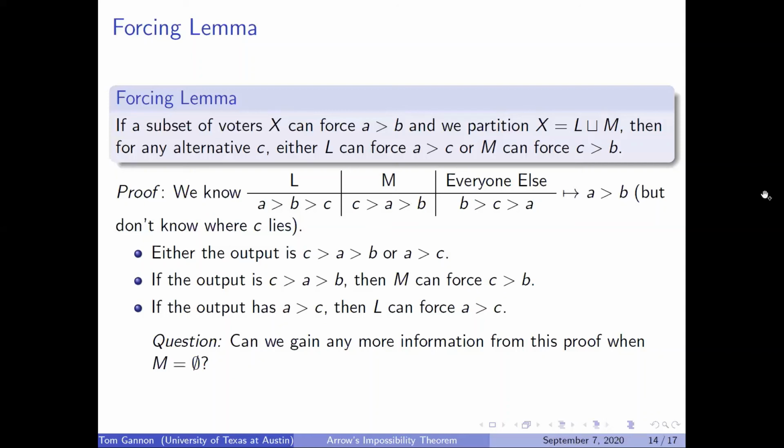So here's again the question, can we gain any more information from this proof when M is empty? So there's no one in the middle. And in particular, I asked you, can C win if no one votes the way that I wrote M, if M is the empty set? Can C over B win?